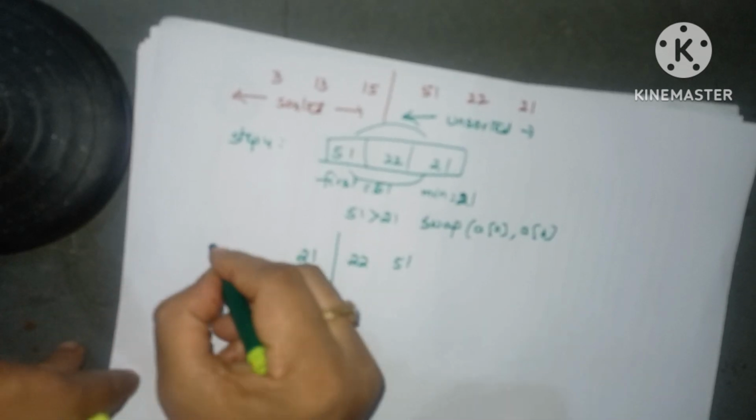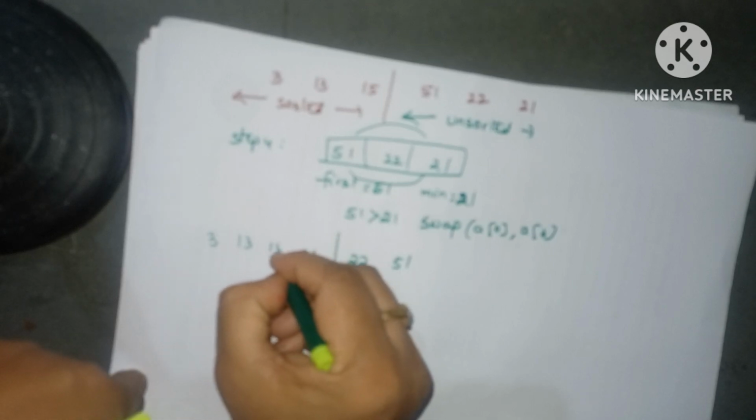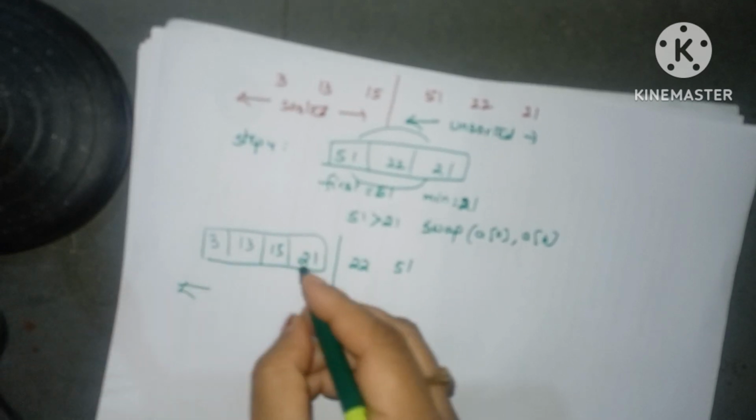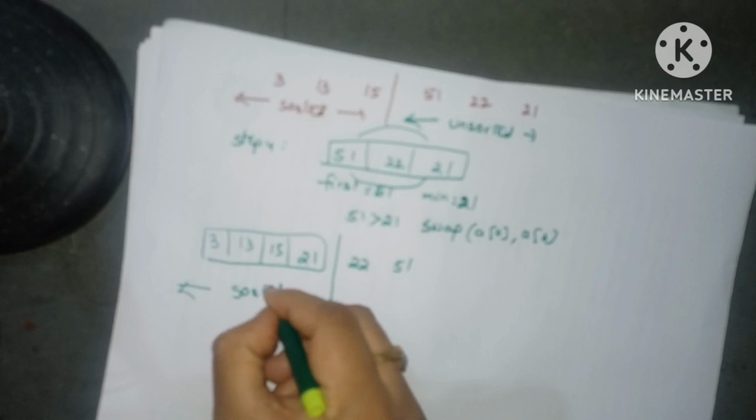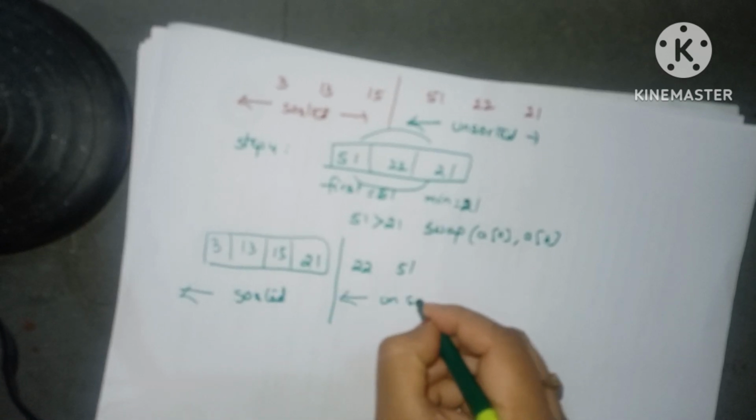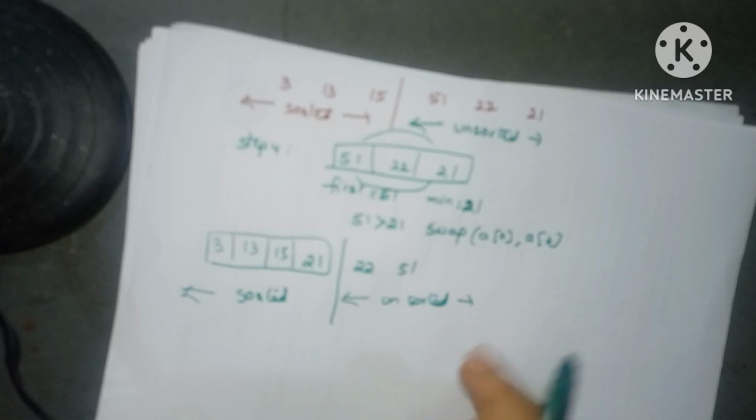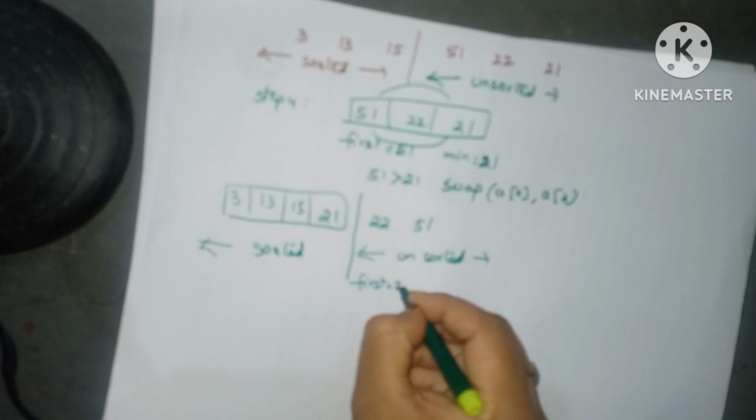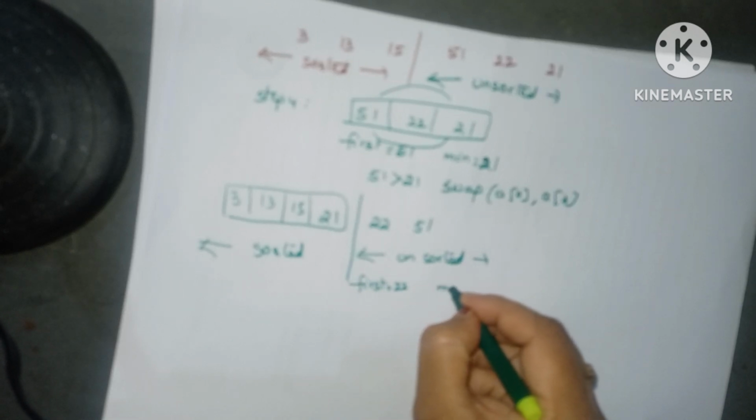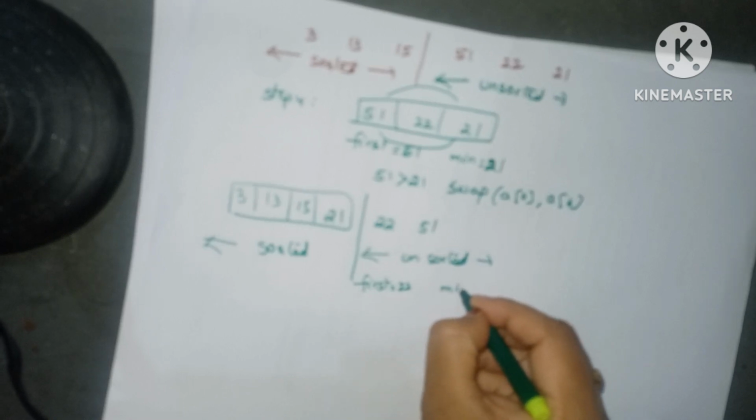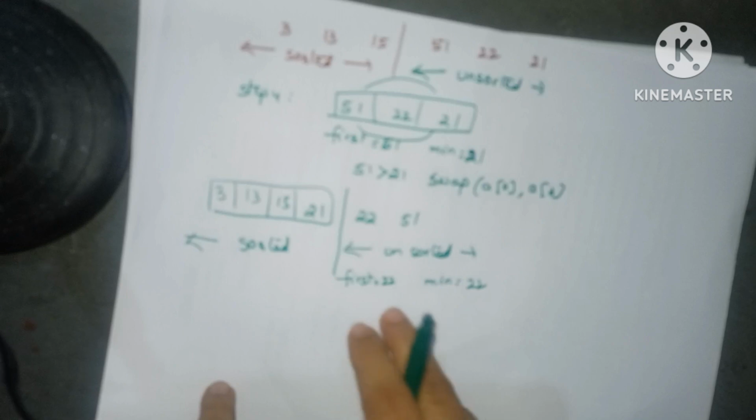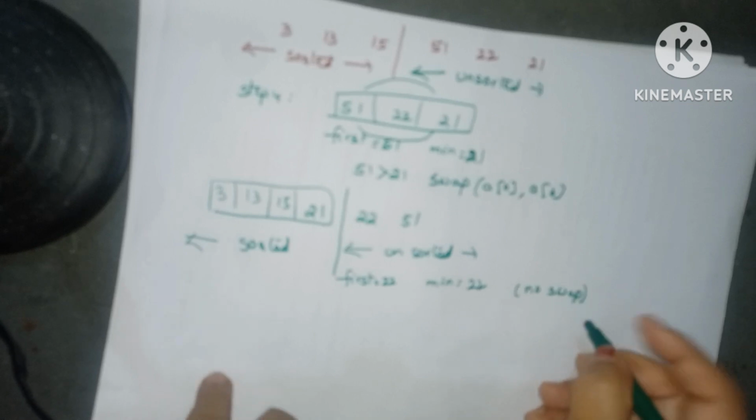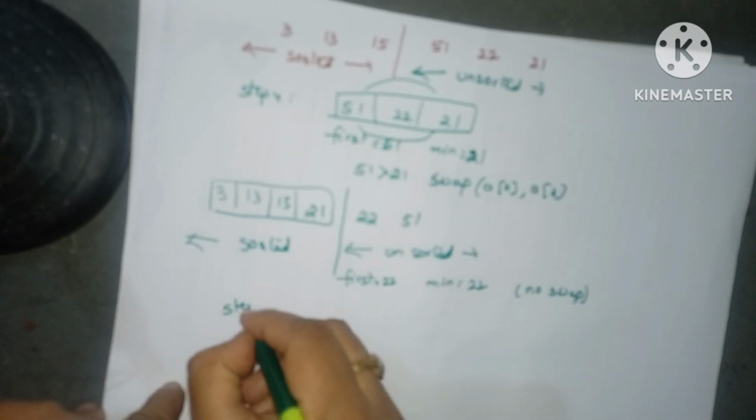So already 3, 13, 15 are in the sorted manner. These elements are sorted and these elements are unsorted. Already these elements are in order, but you have to check again. This is the first element. The first element is 22 and the minimum element is also 22. Whenever the first element and the minimum element are the same, there is no swap. So this is step 4, this is now step 5.